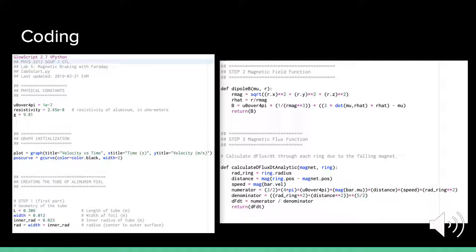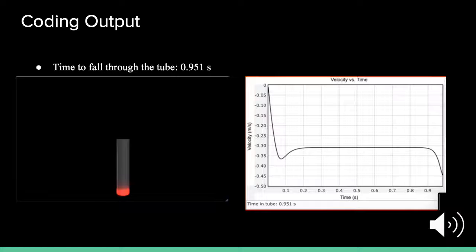Now on to the actual coding part. As you can see, we first initialized our constants and then initialized our graph, and we created the tube of aluminum foil using the length, width, and radius that we measured earlier. Then we defined the magnetic field function and the magnetic flux function from this field function. After finishing the rest of the code, I got that the time to fall through the tube based on this computational model was 0.951 seconds.